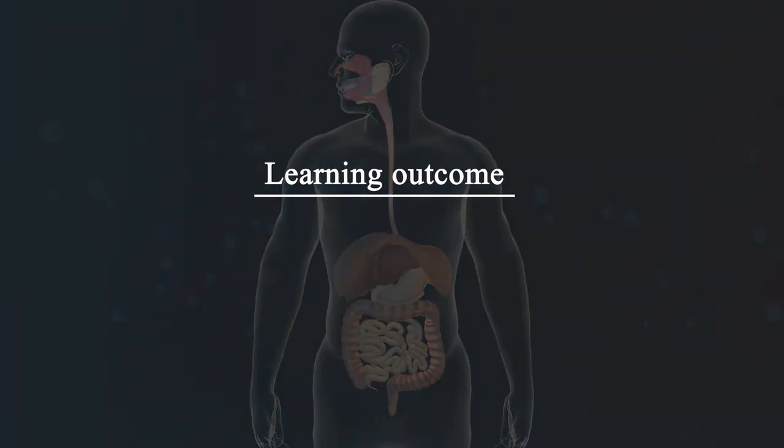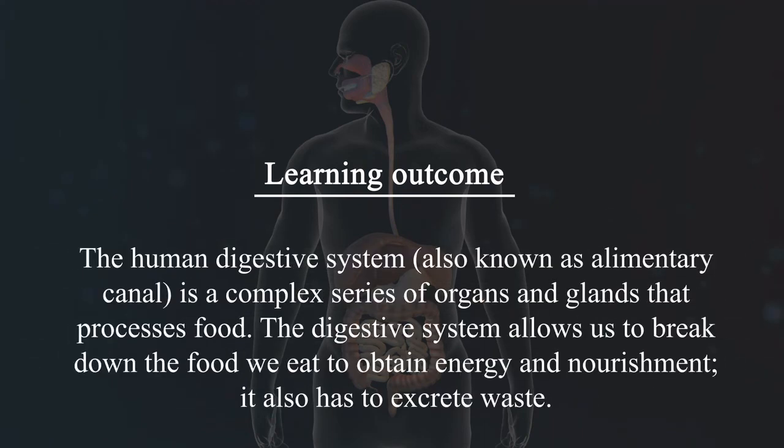Learning outcome. The human digestive system, also known as the alimentary canal, is a complex series of organs and glands that processes food. The digestive system allows us to break down the food we eat to obtain energy and nourishment. It also has to excrete waste.